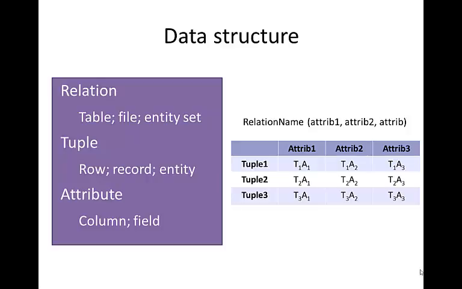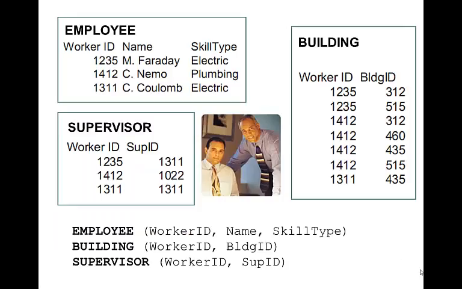A shorthand way of writing a table structure is the name of the relation and then just a list of the names of the fields. That's often a shorthand way of describing a table. Obviously, most databases are made up of multiple tables. So here we have a worker, employee, supervisor database made up of three different tables, and we can see the definitions. That's a diagrammatic structure of the tables, and this is the shorthand whereby we can see which fields are in which tables.